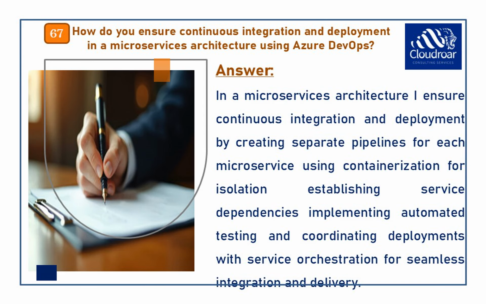Question 67. How do you ensure continuous integration and deployment in a microservices architecture using Azure DevOps? In a microservices architecture, I ensure continuous integration and deployment by creating separate pipelines for each microservice, using containerization for isolation, establishing service dependencies, implementing automated testing, and coordinating deployments with service orchestration for seamless integration and delivery.